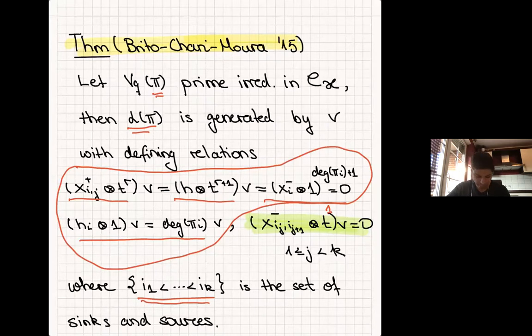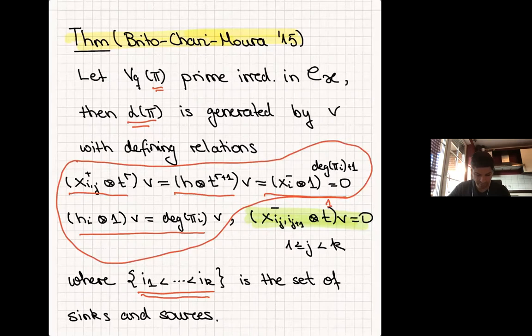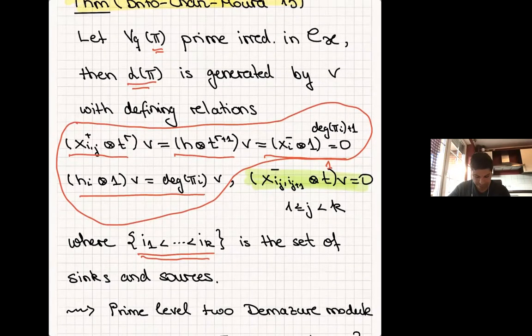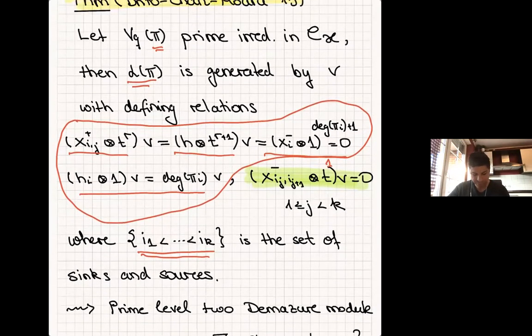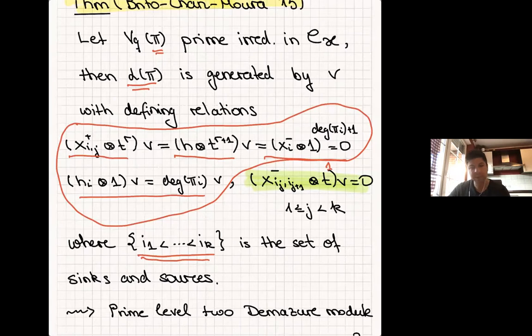Okay, so now if you recognize this module, then you will see that it's a prime level 2 Demazure module. But I want to emphasize that although it's a level 2 Demazure module, the highest weight is not divisible by 2. So it's really a prime object, which means that it's an indecomposable object. You cannot write it as any tensor product, and it's not irreducible.